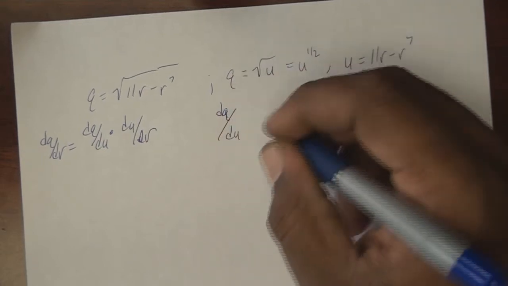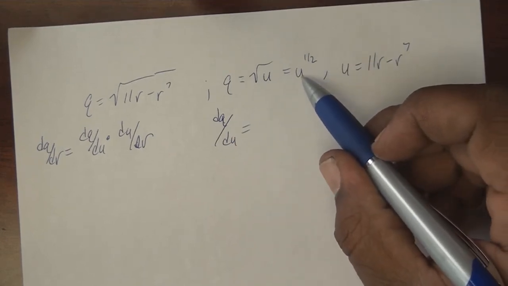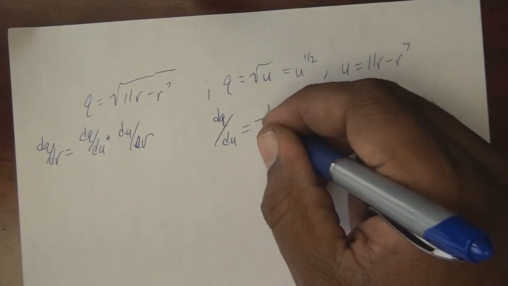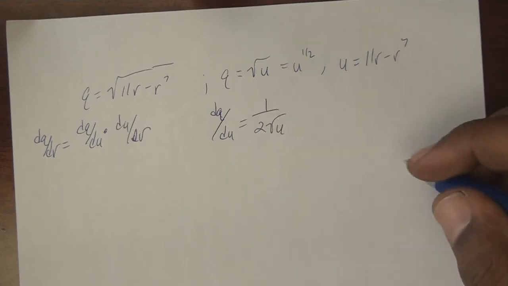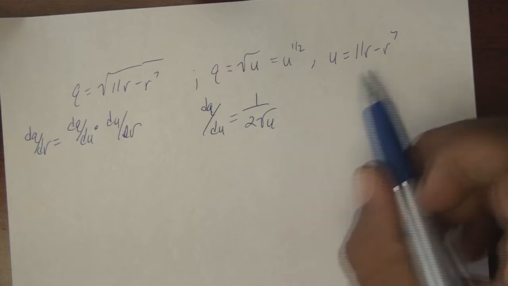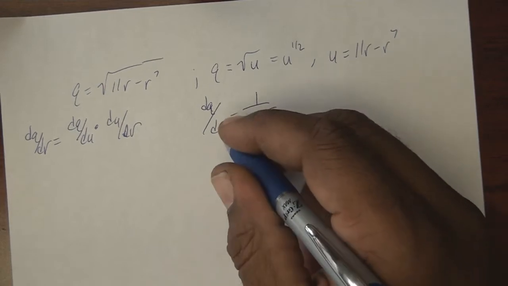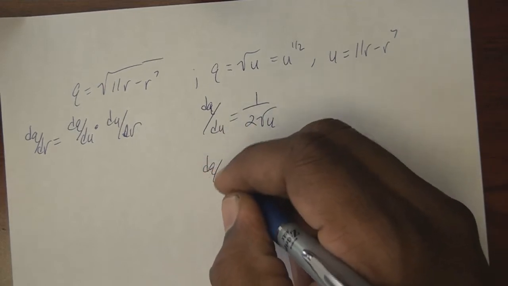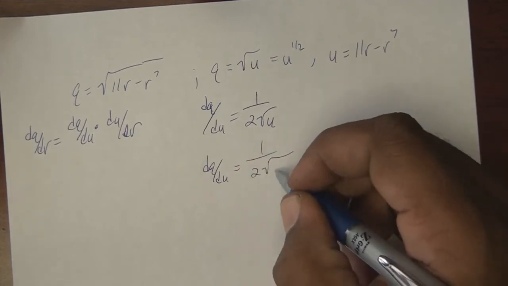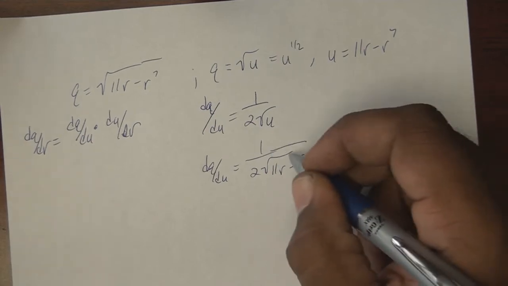So dq du is equal to, I'll use the power rule, the derivative of u to the 1/2 power is 1 over 2 times the square root of u. Next, I'll back substitute u, which is 11r minus r to the 7th power. Therefore, dq du is equal to 1 over 2 times the square root of 11r minus r to the 7th power.